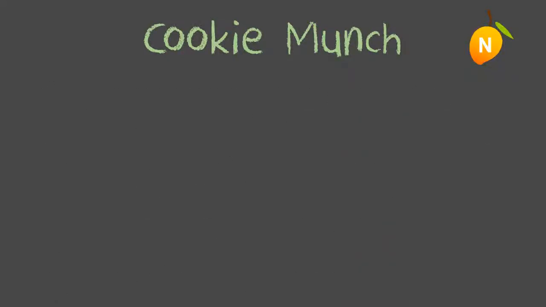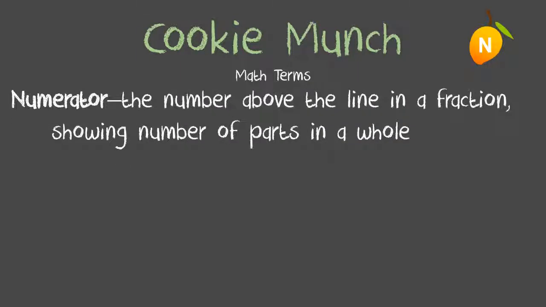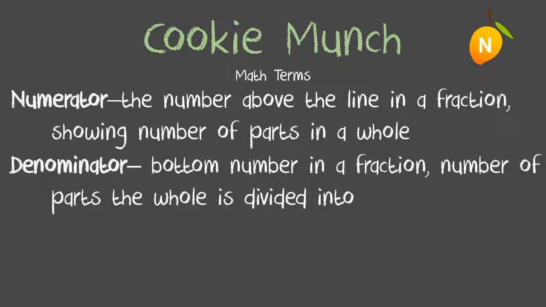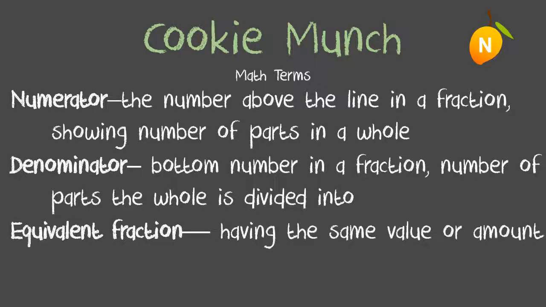Cookie Munch has some math terms to help increase understanding. Those are numerator, the number above the line in a fraction, showing the number of parts in a whole. Denominator, the bottom number in a fraction, the number of parts the whole is divided into. And equivalent fraction, having the same value or amount.